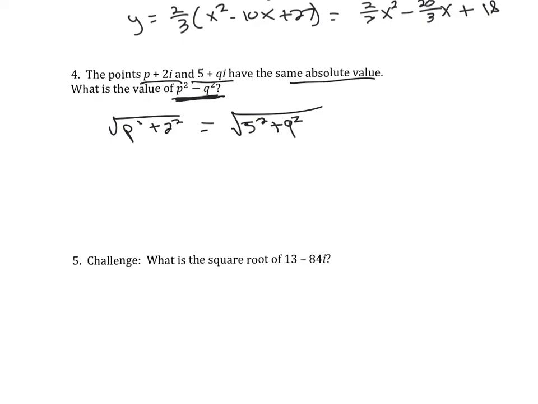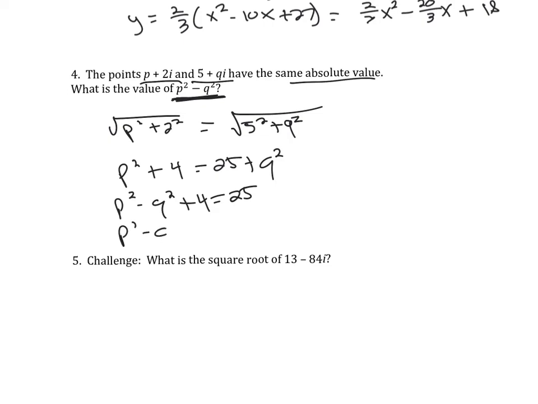Can't do much with the square roots on both sides, so we'll square both sides to get p squared plus 4 equals 25 plus q squared. And we're looking for p squared minus q squared, so we subtract q squared from both sides. p squared minus q squared plus 4 is equal to 25, which gives us that p squared minus q squared is equal to 21. And that's all we were asked for.